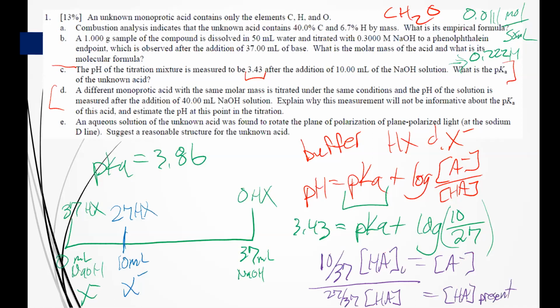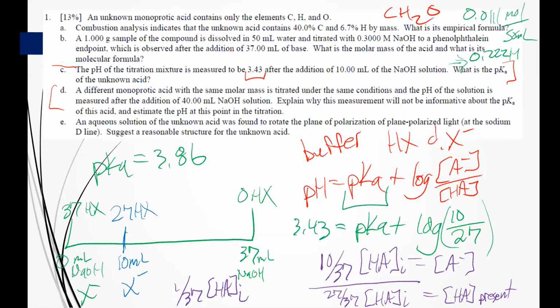And this could be initial, and this could be initial. And you see how this 37 is both on the top and the bottom? We can end up just canceling those out. Does that make sense now?